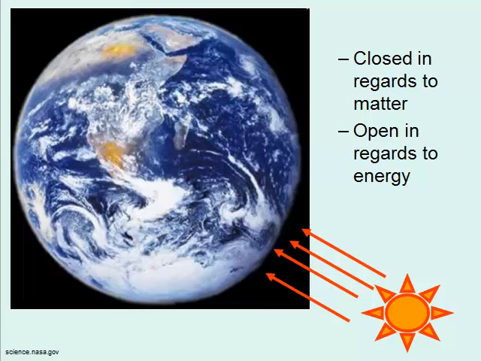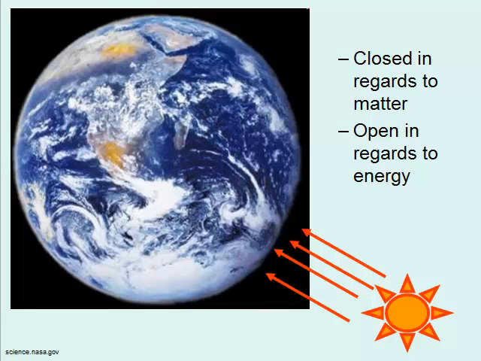Another important item in regards to the Earth is how the Earth is closed and open. So the Earth is actually closed in regards to matter, so we don't get huge quantities of mass entering the Earth or leaving the Earth. Yes, we have some asteroids, meteorites, whatever, that come into the Earth, but it's such a small percentage, small volume, that it really doesn't count.